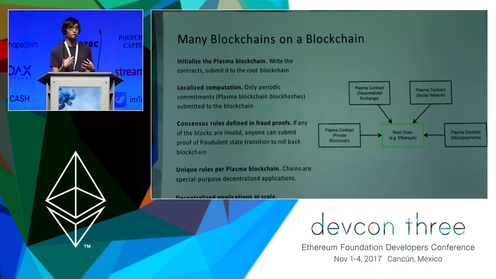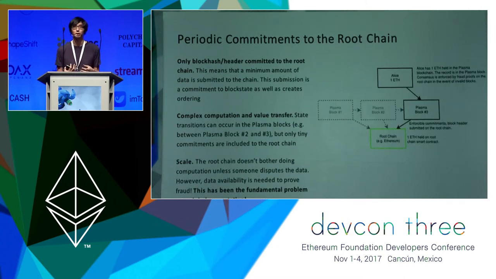The way this works is that in the smart contract, you make it so that the consensus rules are defined inside Ethereum itself, where you upload the smart contract, and it's enforceable via fraud proofs. Each individual Plasma chain has its own consensus mechanism defined inside the smart contract, and it could be written in Solidity, or in the future, more likely Viper. The goal is to build decentralized applications at scale, where you can create billions of transactions per second.